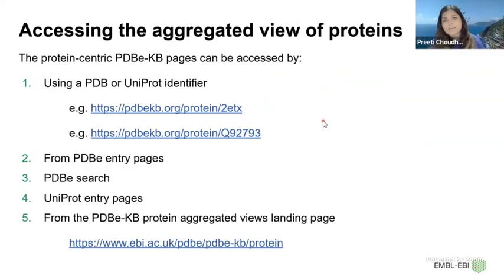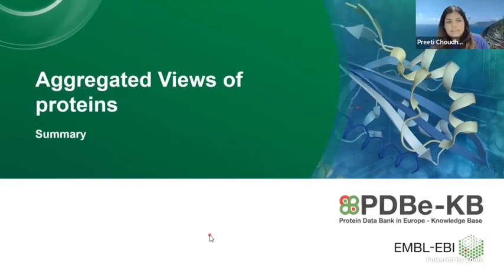But before talking more about aggregated pages, let's see how you can access them. These protein-centric PDBe-KB pages can be accessed via a PDB identifier or a UniProt accession code. You can also go to these pages from our PDBe entry pages, from our search, or from UniProt entry pages. We also have a PDBe-KB protein aggregated views landing page, and you can access your protein of interest from there as well. Now, let's look into the aggregated views of proteins in detail. We'll start first with the home page, which shows the summary of the protein.